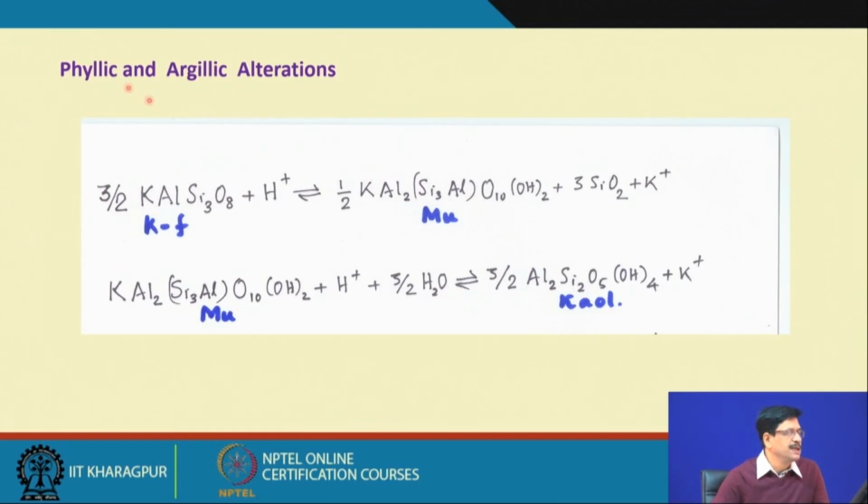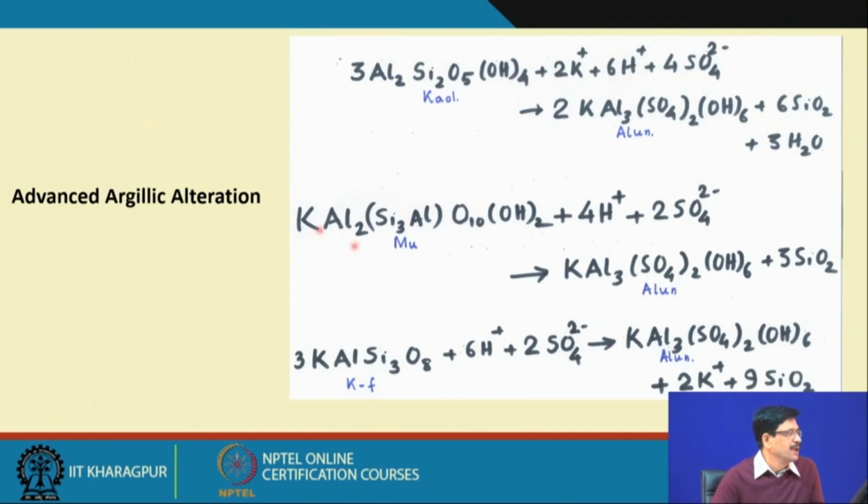And then when we see the argillic alteration, a mineral which is produced in the phyllic zone, muscovite, is again attacked by H plus ion to give rise to kaolinite, which is the index mineral which characterizes the argillic alteration zone around the porphyry copper deposit, immediately enveloping the phyllic alteration zone.